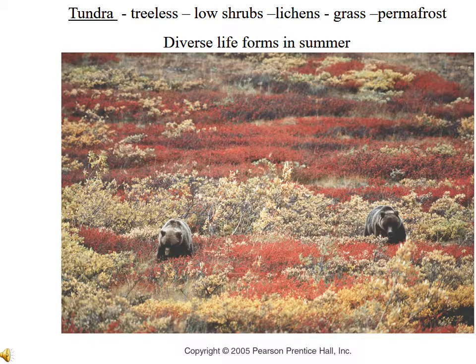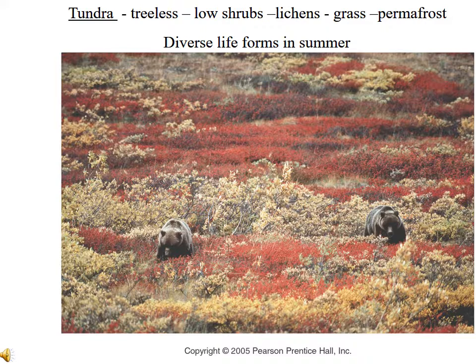To start with, let's look at the tundra. The tundra, of course, is north of Canada. It's cold. We have a permafrost there, treeless, low shrubs, lots of lichens, grass, and so on. We have a reasonably diverse life form during the summertime. As you would expect, animals would be short, woolly. Interestingly enough, we have virtually no reptiles in the tundra.